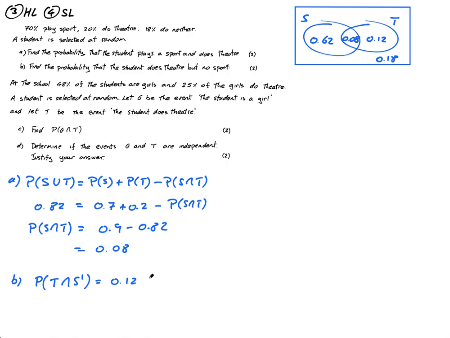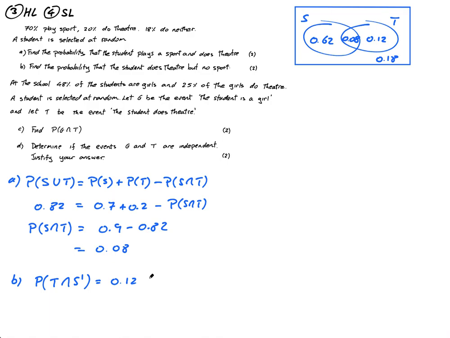Okay, those two hopefully fairly straightforward. Second bit gets a little bit tricky. It says, at the school, 48% of students are girls and 25% of the students do theatre. A student is selected at random. Let G be the event that the student is a girl, and let T be the event that the student does theatre. Find G intersection T.